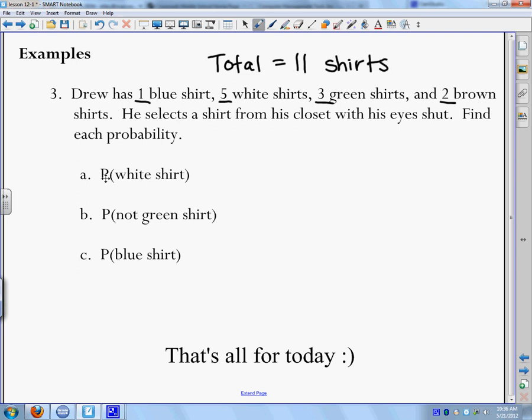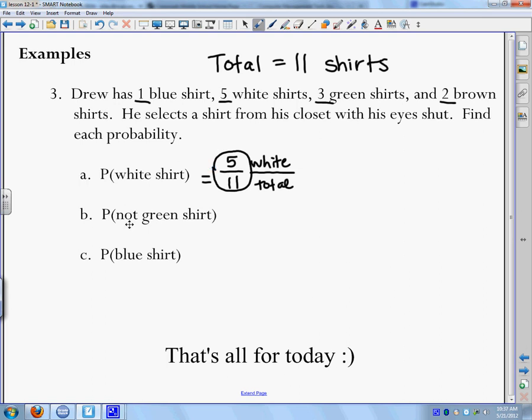Now, what is the probability of picking a white shirt? So that means he would have 5 white shirts out of a total of 11 shirts total. So the white goes on top over the total amount of shirts he has in his closet. So 5/11 is the correct answer.